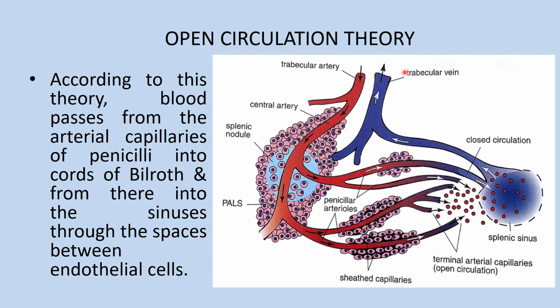Whereas in open circulation, the blood passes from the arterial capillary of the penicillar artery into the cords of Billroth, and from there into the sinuses through the spaces between the endothelial cells.